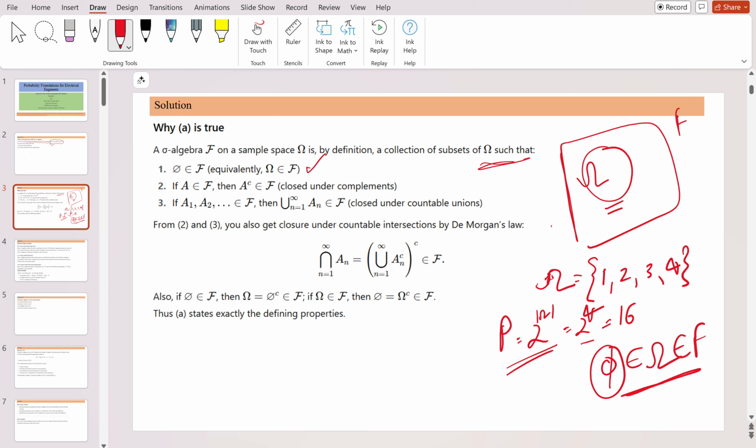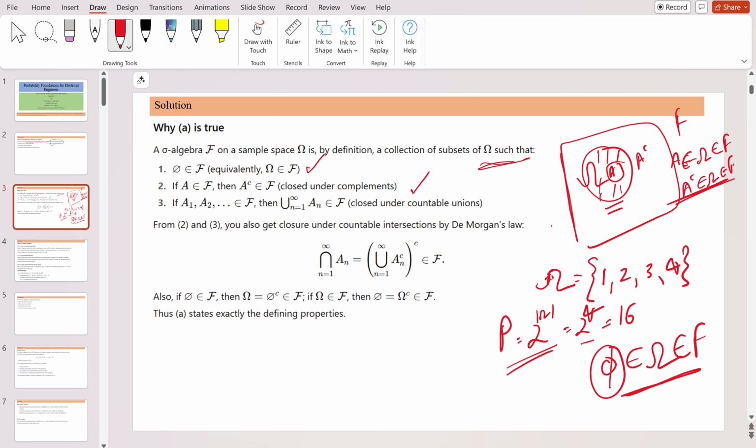The second criterion is that if A belongs to F, then A complement will also belong to F. Suppose A is here, and the rest of the space will be the A complement. So if A belongs to F, then A complement will also belong to F. This is closure under complements.